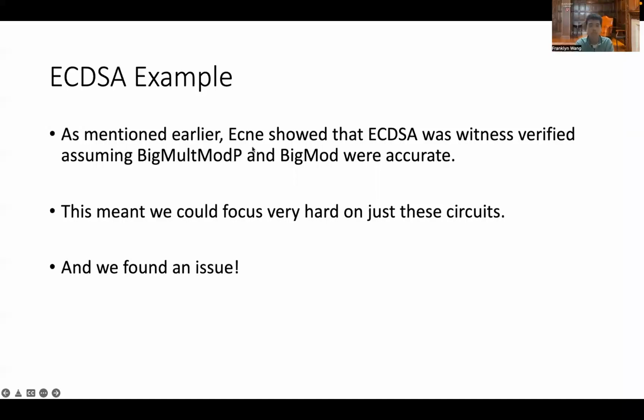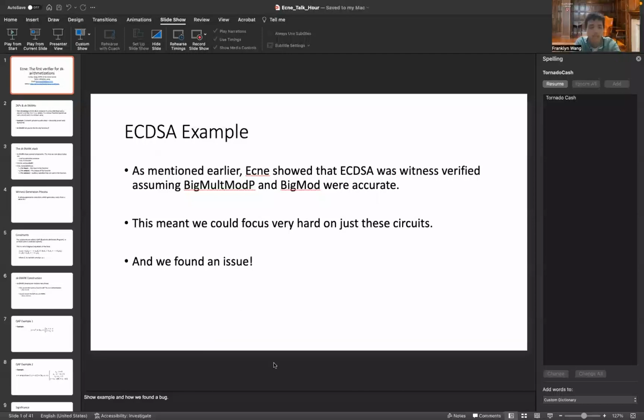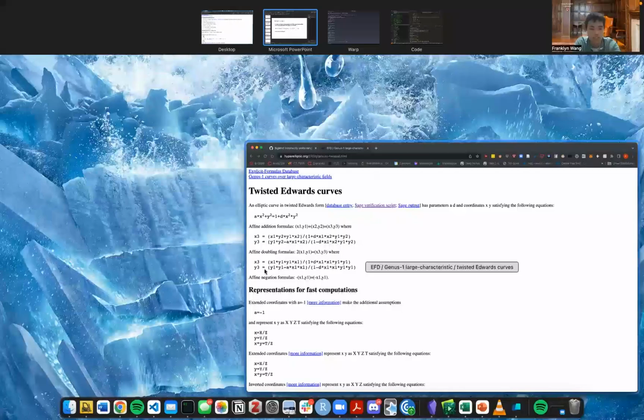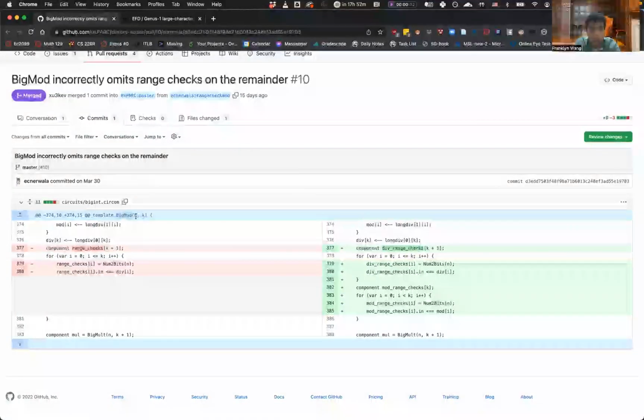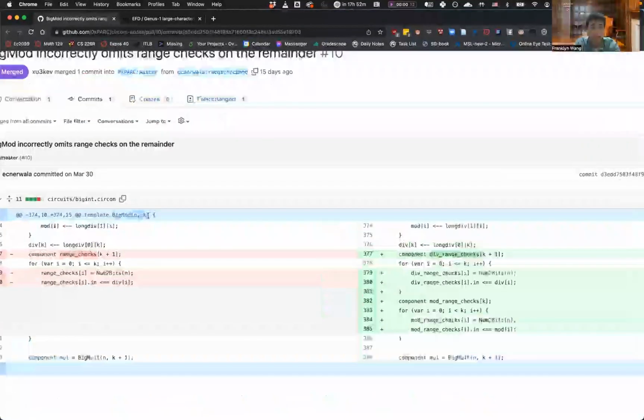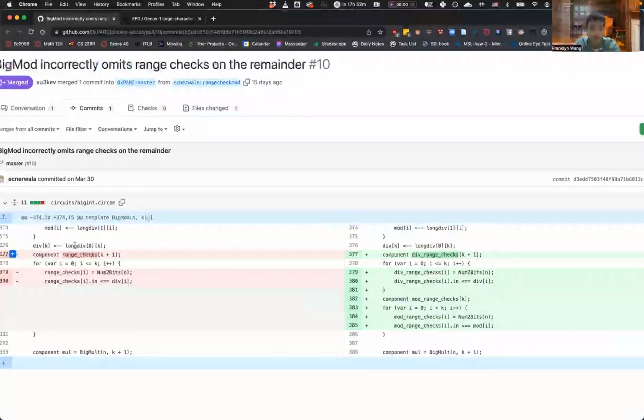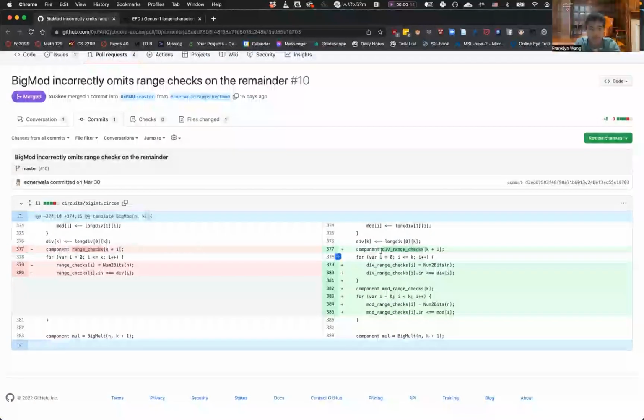And as mentioned earlier, Ecne showed that ECDSA was witness verified, assuming that big mult mod P and big mod were accurate. And that means that if we wanted to verify ECDSA, we could just look really hard at big mod and big mult mod P. And in something of a pretty nice situation, we actually did find an issue with big mod, which is used in big mult mod P. Once again, the issue was a missing range check.